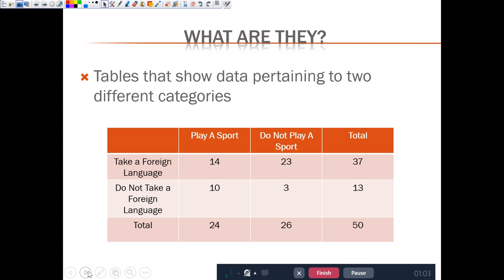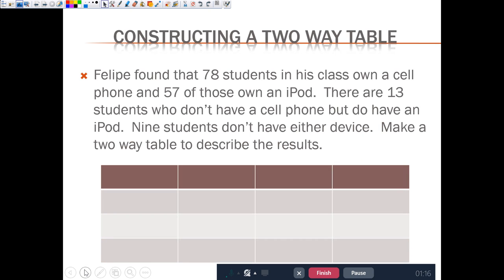So this is just a traditional frequency table. We're going to be learning different types of frequency tables where we're actually going to be comparing two things. But this is just a generic two-way frequency table. So Lee found that 78 students in his class owned a cell phone, and 57 of those owned an iPod. There are 13 students who do not have a cell phone but do have an iPod. 9 students don't have either device. Make a two-way table to describe the results.